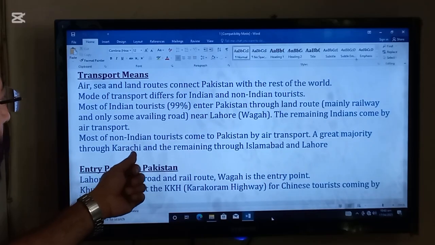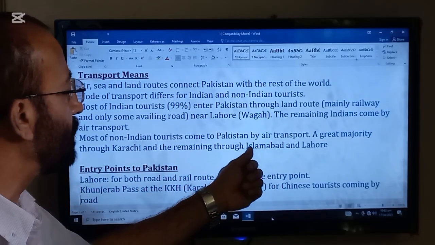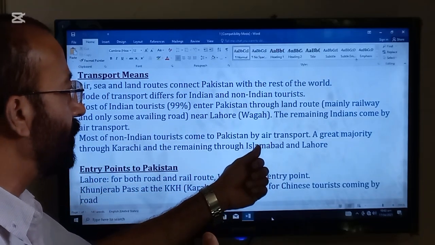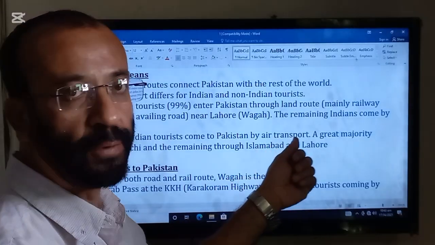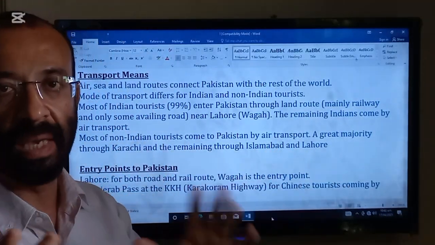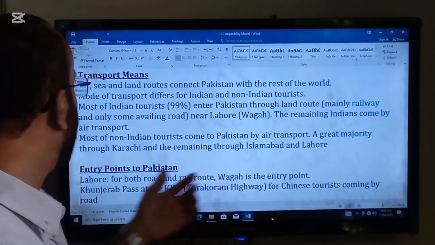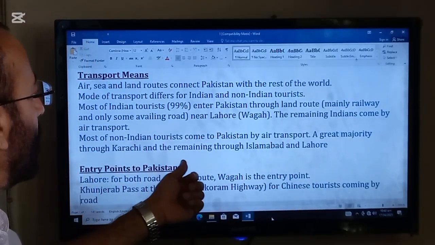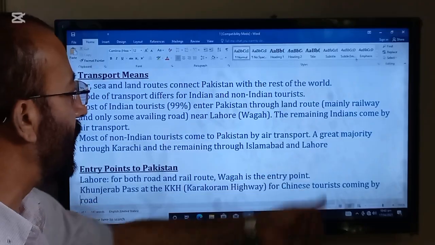Most of the non-Indian tourists come to Pakistan by air transport. For example, from UK, from USA, from Canada, from UAE, from Saudi Arabia, they move through air transport. A great majority through Karachi and the remaining through Islamabad and Lahore.